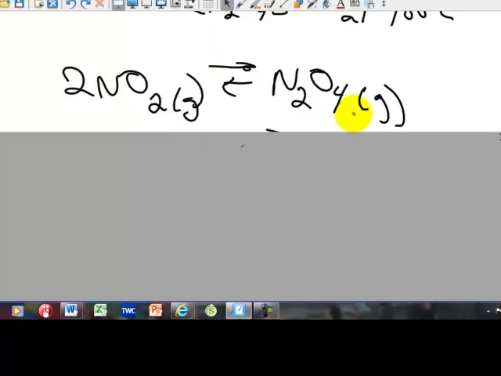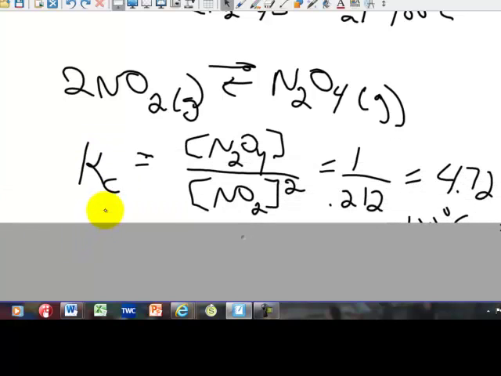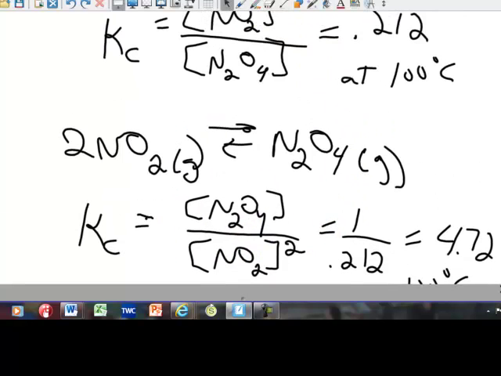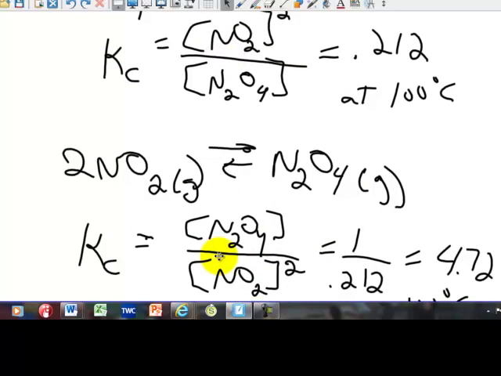That's really the same thing, only this time my Kc is the other way. N2O4 concentration over NO2 squared. And naturally that means that the value of K is the reciprocal of what it was before, because this is the reciprocal of that. So this K and this K are reciprocals of each other. And that is absolutely and always true. If you write the reaction in the other direction, and you knew this K, you also know this K. They're reciprocals of each other.